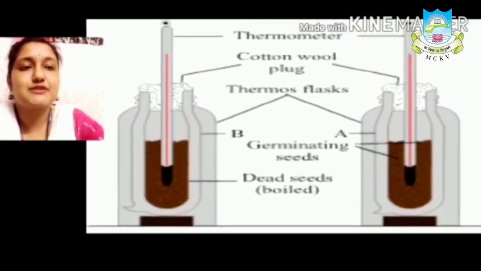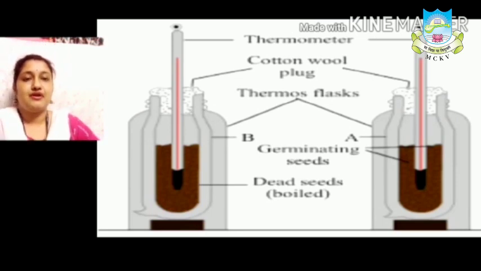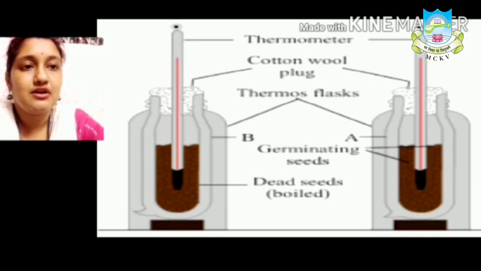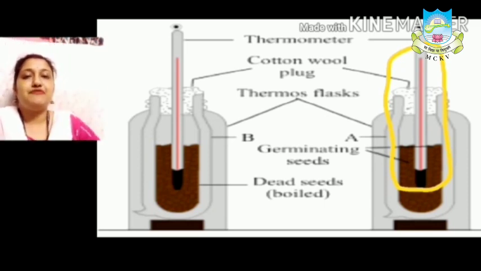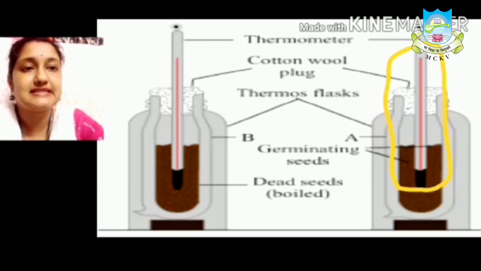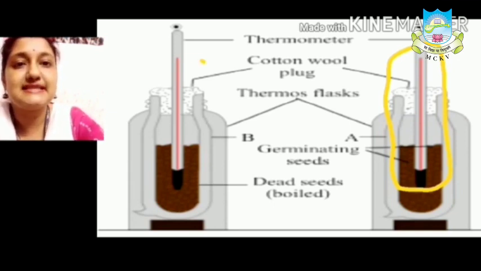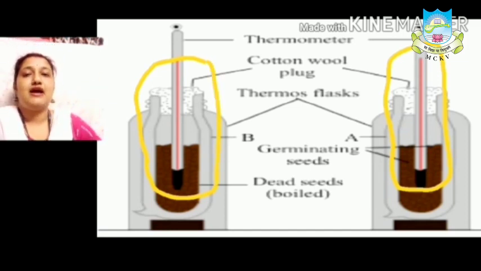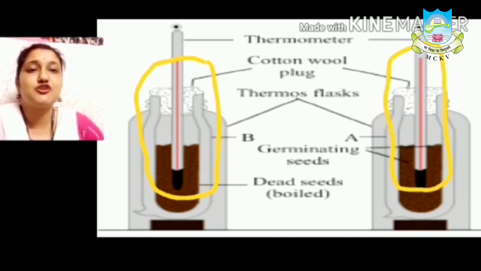If you keep this experimental setup for an hour, you will see the rise of temperature in the thermometer which has been inserted in the germinating seeds. Before starting the experiment, we have to note down the initial temperature of each thermometer, and after an hour we can see the rise of temperature in the thermometer inserted in the germinating seeds, while in the thermometer inserted in the boiled or dead seeds, there is very little rise of temperature compared to the thermometer inserted in the germinating seeds.